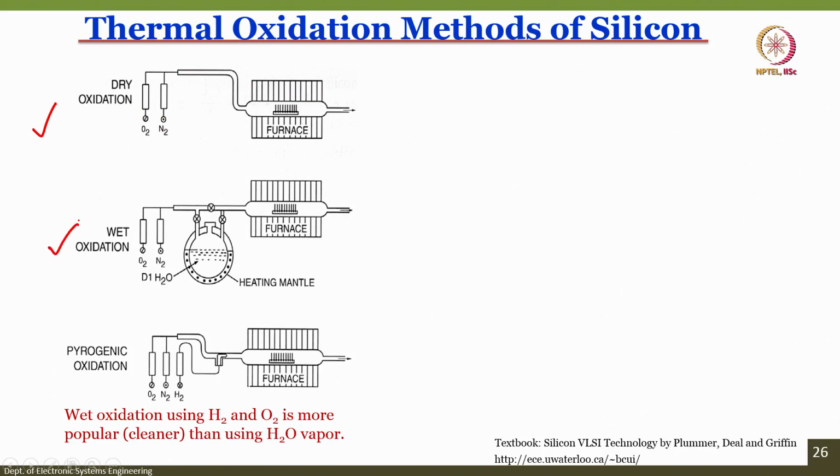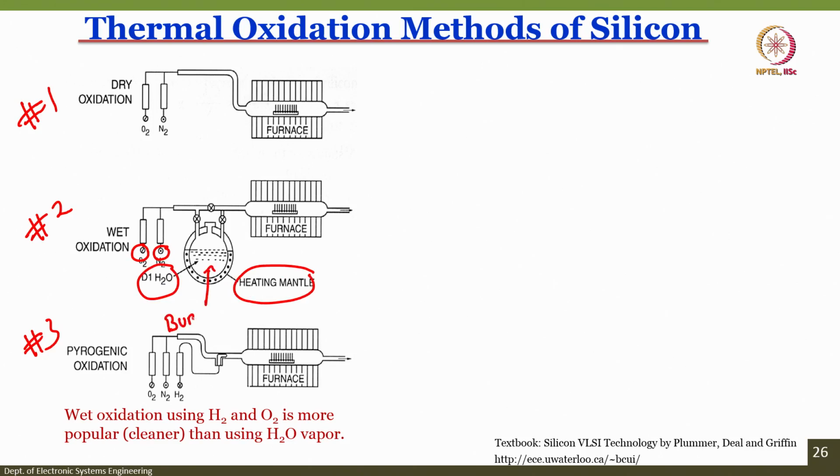Okay. Let us see the second technique, a wet oxidation technique. Now, in the wet oxidation technique, we have nitrogen, we have oxygen, we have H2O, there is a heating mantle, and that means this will form a bubbler, B-U-B-B-L-E-R, okay.